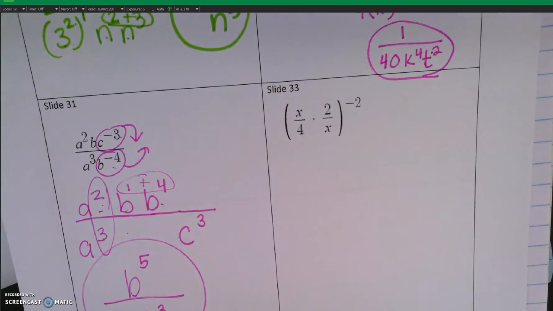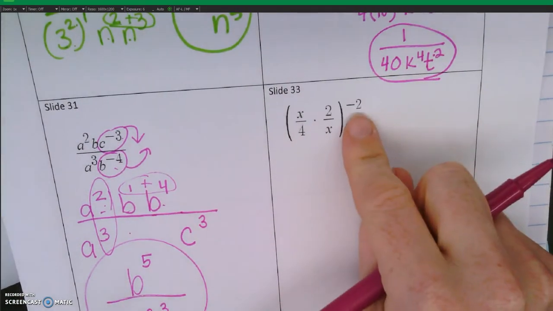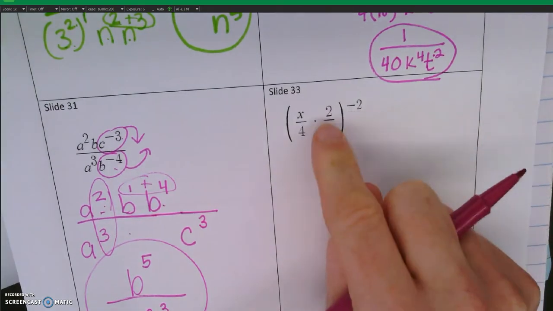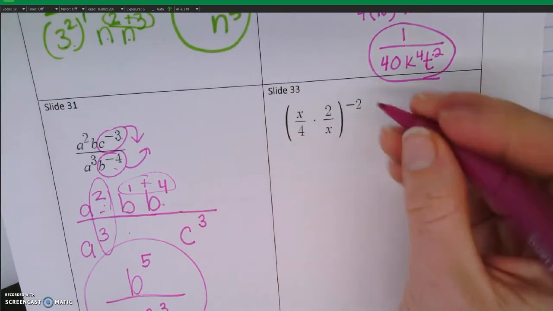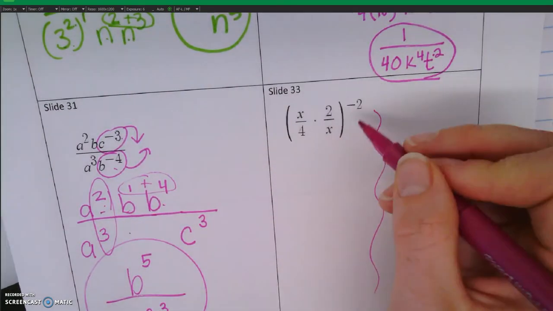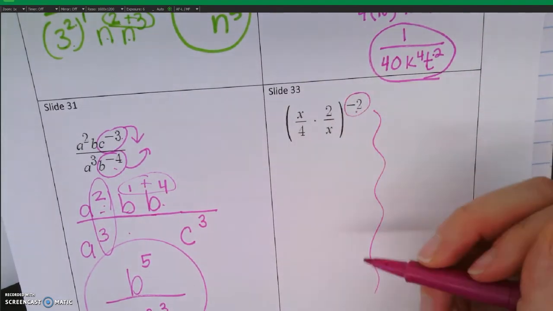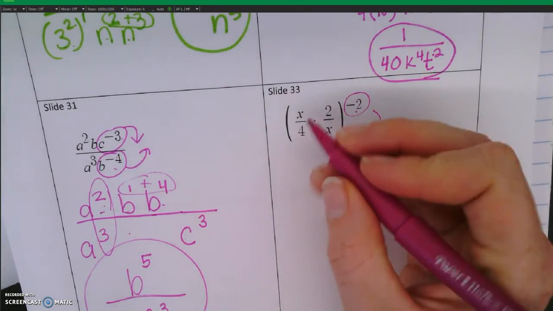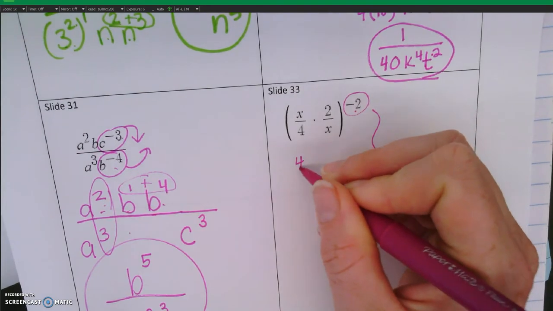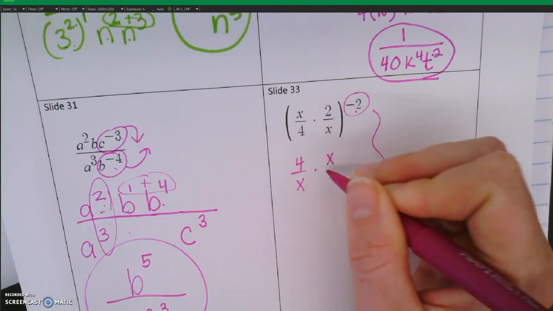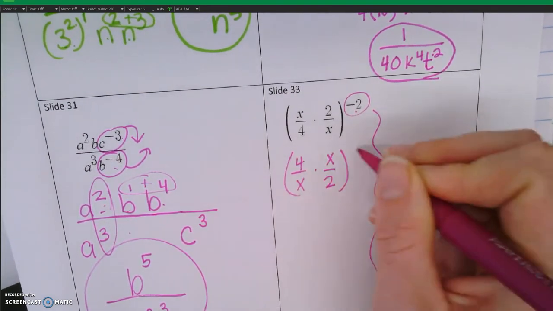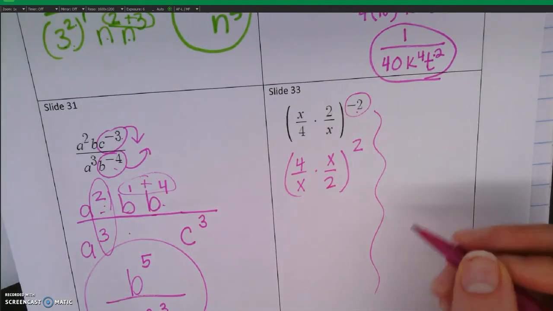Taking a look at slide 33, we notice that there's two ways to do these problems. If you wanted to make the exponent positive on the outside, we can take the reciprocal of everything on the inside. So let's do this problem two ways. The first way is to make the exponent on the outside positive by taking the reciprocal of everything on the inside and then making the exponent positive.